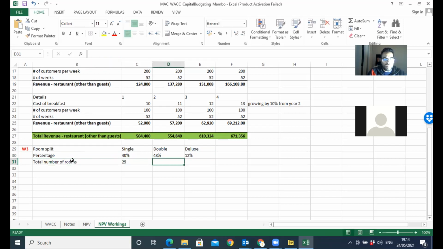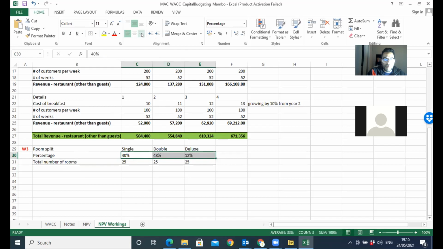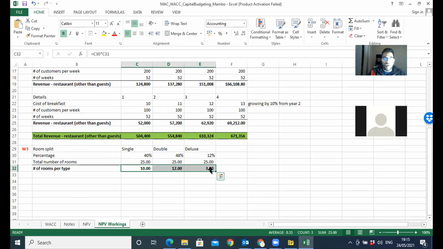Which is 25. Therefore, we can get the number of rooms for each type. So number of rooms per type. What do we know? That is multiplied by that. So 10, 12, and 3. So now we know the number of rooms. Now we can go about calculating the revenue for each type.